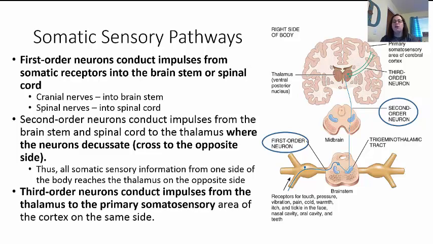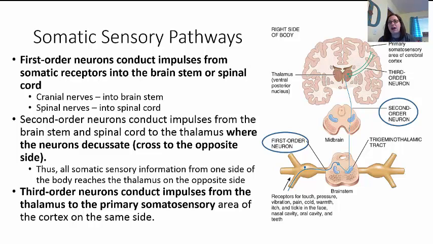Then we have the third order neuron. The third order neuron is going to take the message or the impulse from the thalamus to the primary somatosensory area of the cortex. So it's going to take it to the area that it needs to go to be interpreted. Did the sensation come from your tongue? Did it come from your toe? Did it come from your knee? It's going to send it to that particular area, and this is the third order neuron.